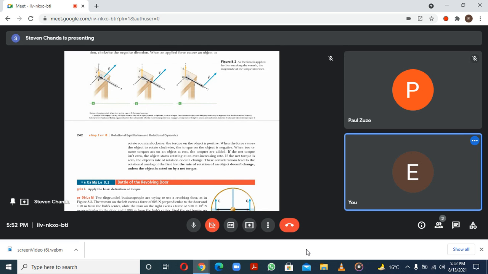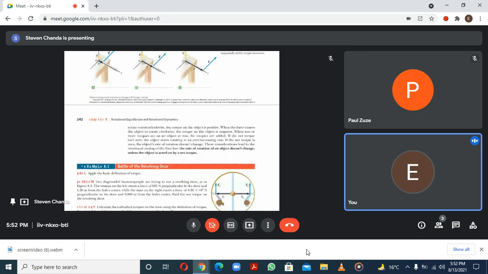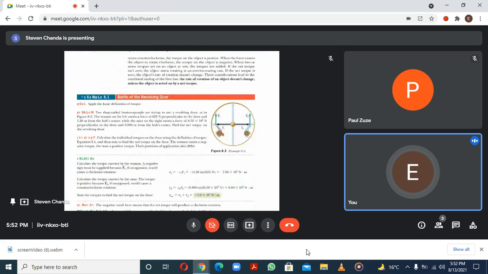So that's about it. When the force causes the object to rotate clockwise, the torque on the object is going to be negative. When two or more torques are acting on an object at rest, the torques are going to be added. Then the same thing like force: if the net force is not zero, what does that tell us? It tells us that there is going to be an acceleration.